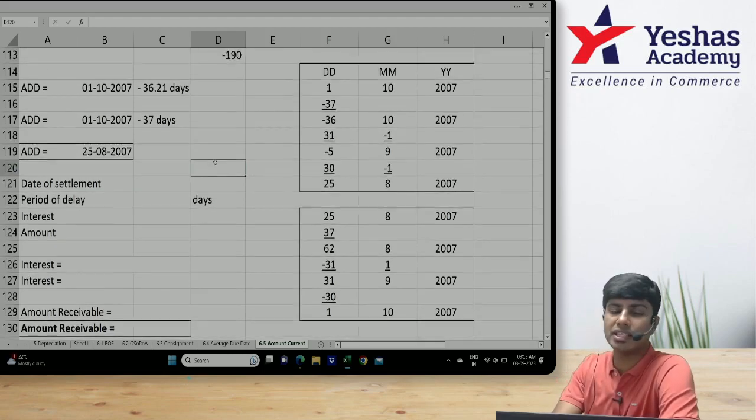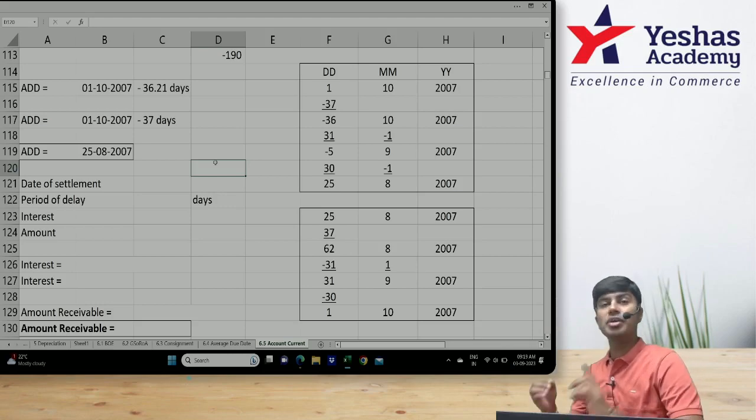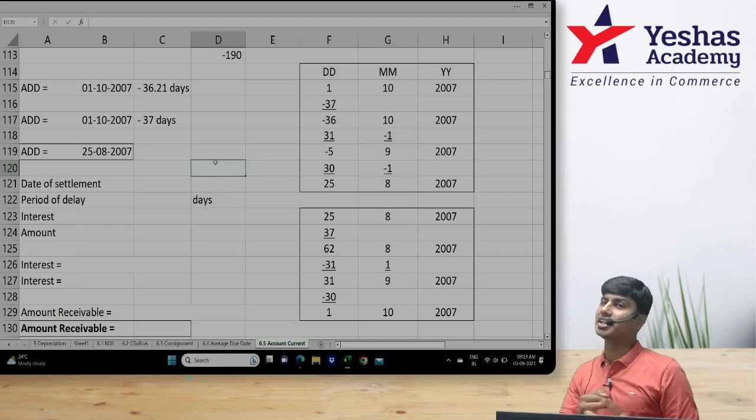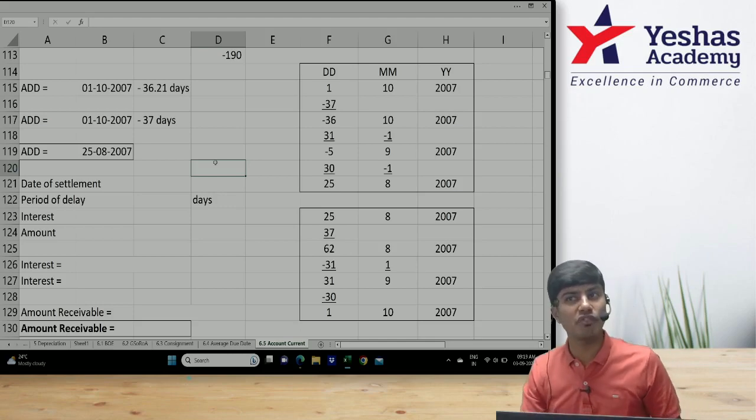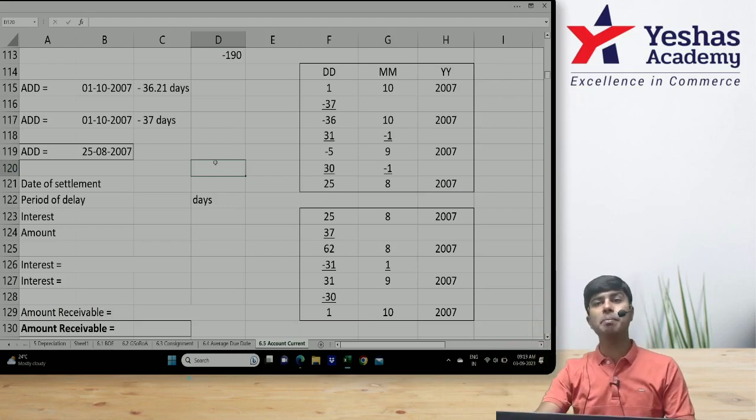When are we preparing this entire account? First of all, that is the date on which it's getting settled. You should have settled on what date? 25th of August. If it had settled on 25th of August, there would have been no interest payable or interest receivable. We didn't settle on 25th of August. We're settling on 1st of. So how much is the period of interest?